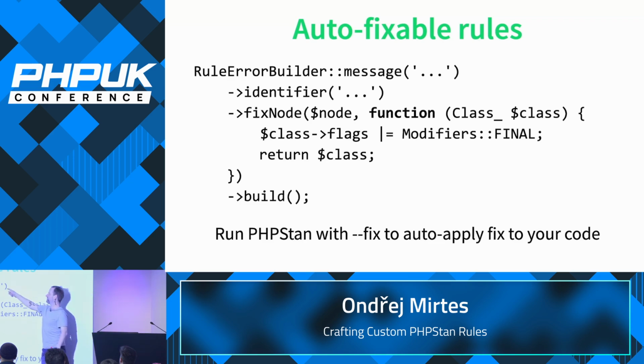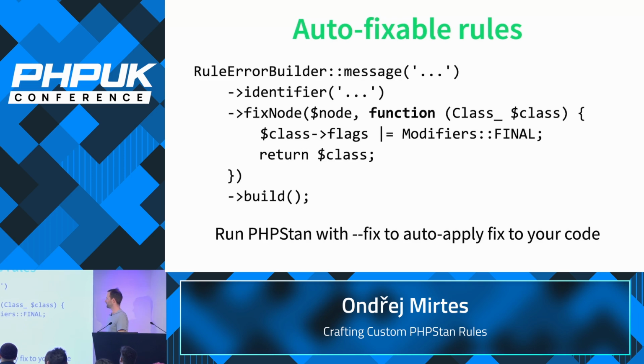I've hidden the error message so that it doesn't tell you, but you can probably tell from the callback. Makes the class final? Yeah. So if you want to enforce final classes, and currently your classes are not final, you can implement this callback. You can change the node, and when you run PHPStan with -fix, it will change the files where an error that supports this is called.